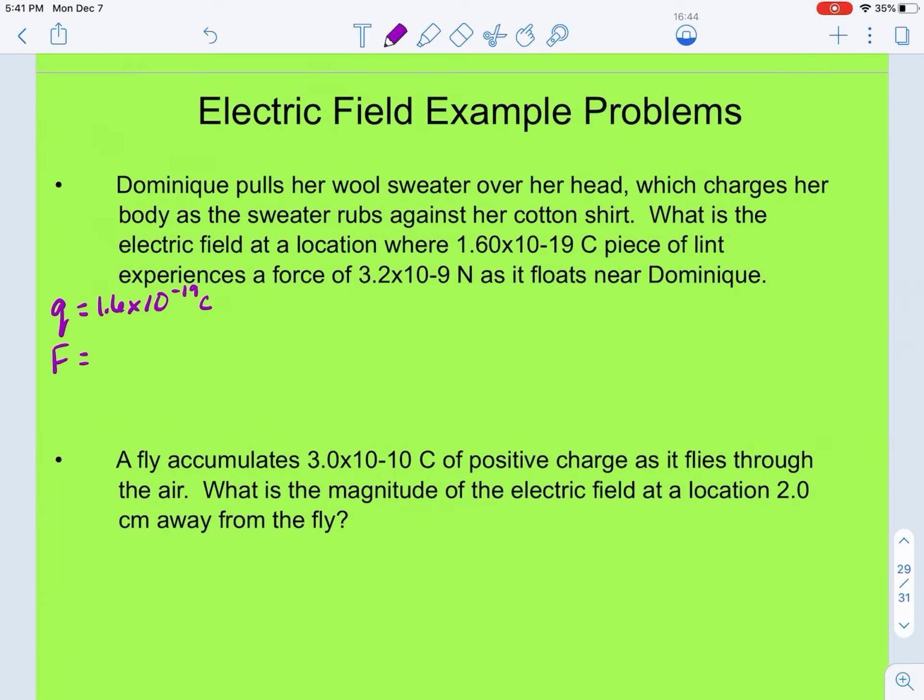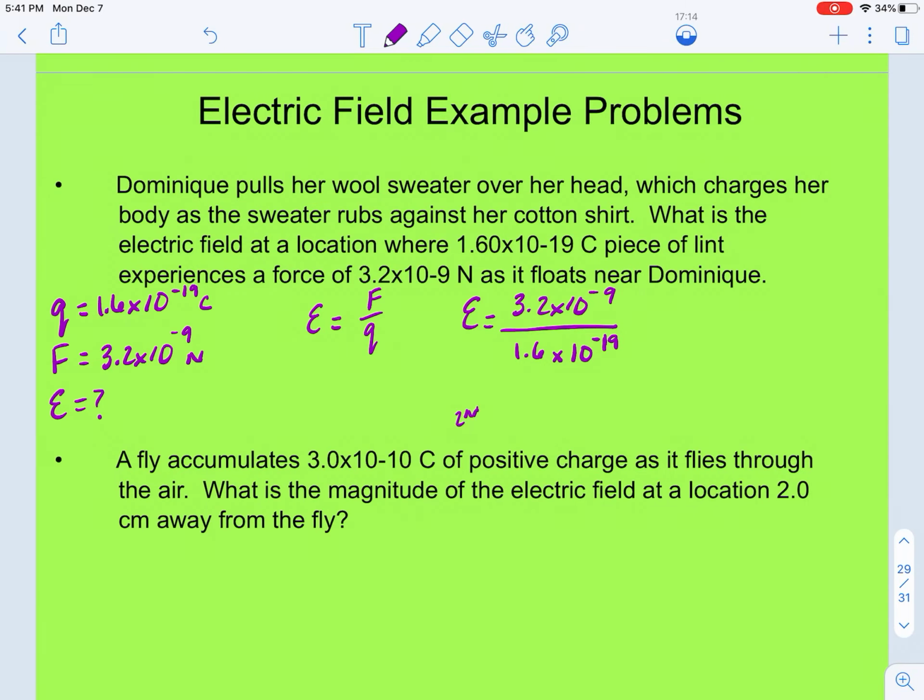So our variables here are Q, which is 1.6 times 10 to the negative 19. Our force, which is 3.2 times 10 to the negative 9, and they are asking us for the electric field strength. So E equals F over Q. So E is 3.2 times 10 to the negative 9 over 1.6 times 10 to the negative 19.